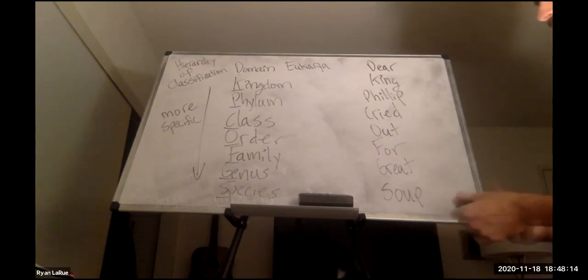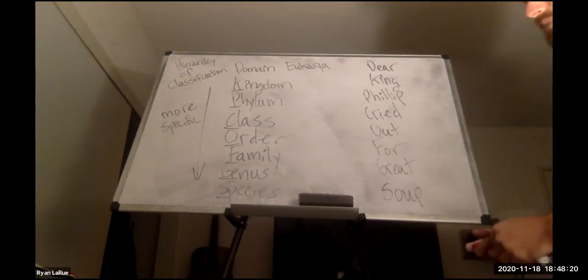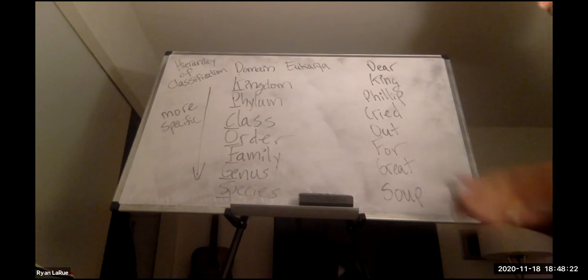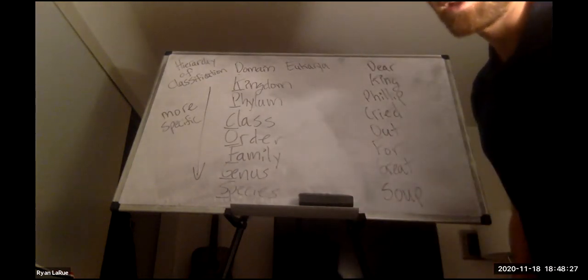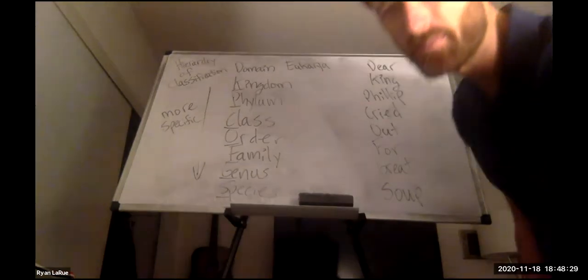So last thing I want to say is that every species, every organism has a scientific name and a common name. So a wolf, as we saw, is Canis lupus.